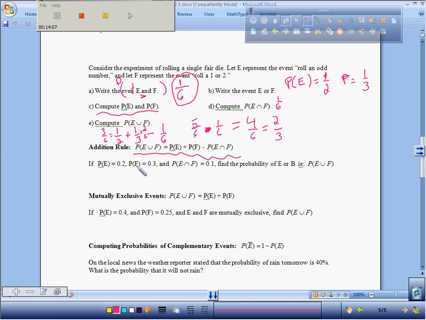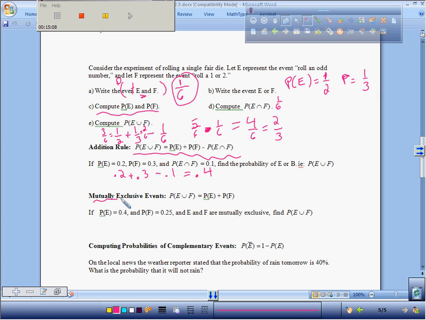So for this one, all you'd have to do: the probability of event D is 0.2, the probability of event F is 0.3, and the probability that both things happen is 0.1. So minus 0.1, and you get 0.4.